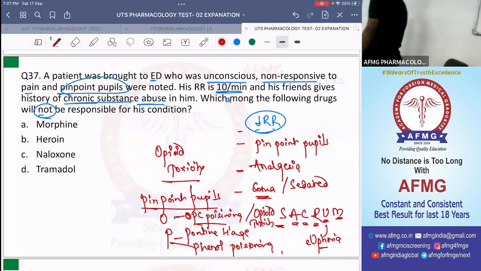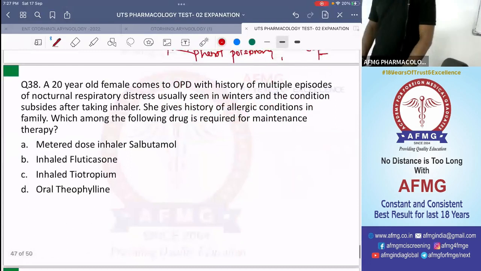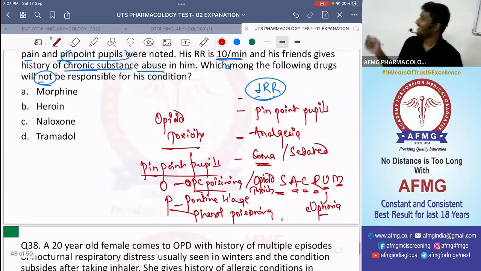Remember OPP. O goes for OPC poisoning, and second O goes for opioid toxicity. P first goes for pontine hemorrhage, and second P goes for phenol, that is carbolic acid poisoning. Let's move ahead. So usually, oh, here is a question.